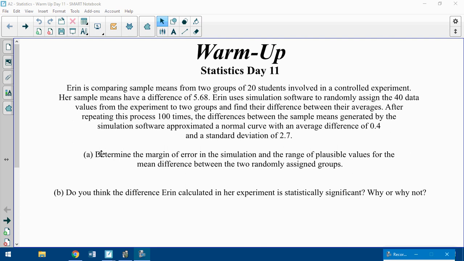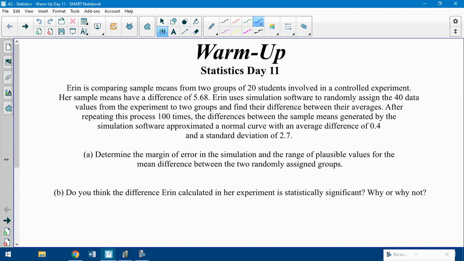Okay. So now it says determine the margin of error for the simulation and a range of plausible values for the mean difference between the two randomly assigned groups. And then once you do that, tell me, do you think the difference Erin calculated, that 5.68, is statistically significant? So hit pause, see if you remember how to do this, and then I'll show you the answer. All right, ready to see it? Well, here we go.